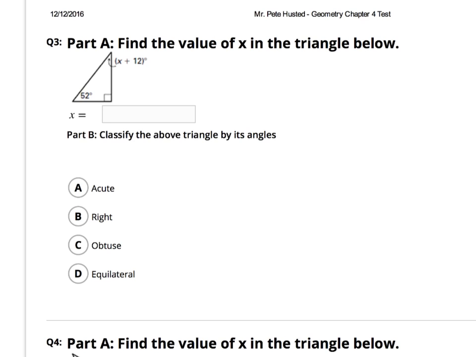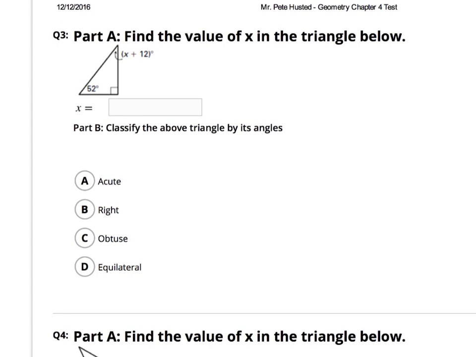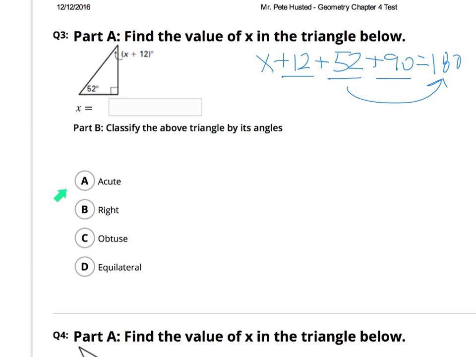Question number 3, part A. All right, again, we're finding x. Remember, all inside angles add up to 180. So the first one, you've got x plus 12 plus the angle that's 52 degrees plus the angle that's 90. Set that all equal to 180. Got lots of like terms to combine here first. Then move them all over. That'll help you find the value of x. Part B, is this triangle acute, right, obtuse, or equilateral?